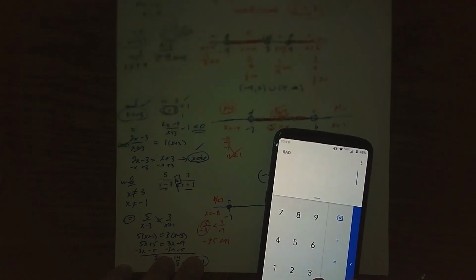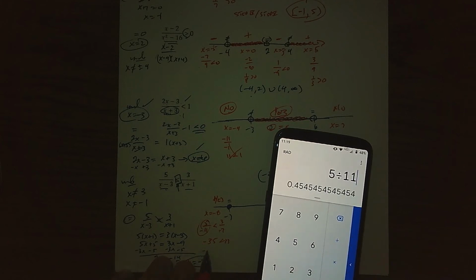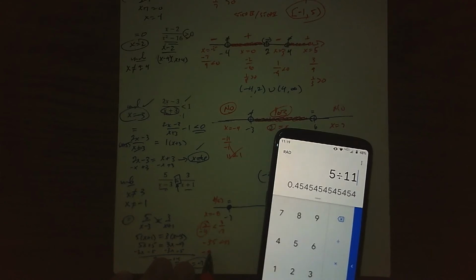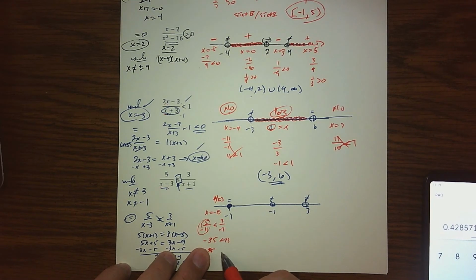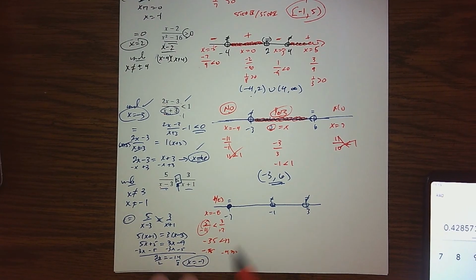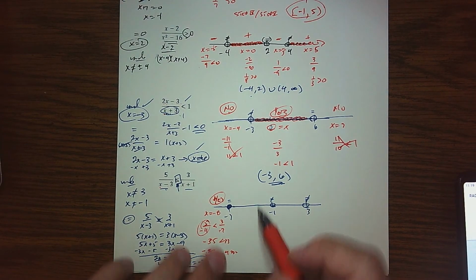So we got 5 divided by 11, so this is -0.4545, and then 3 divided by 7, well, that's -0.4286. Yeah, so we're true. We're a yes there. So a little bit harder to check.